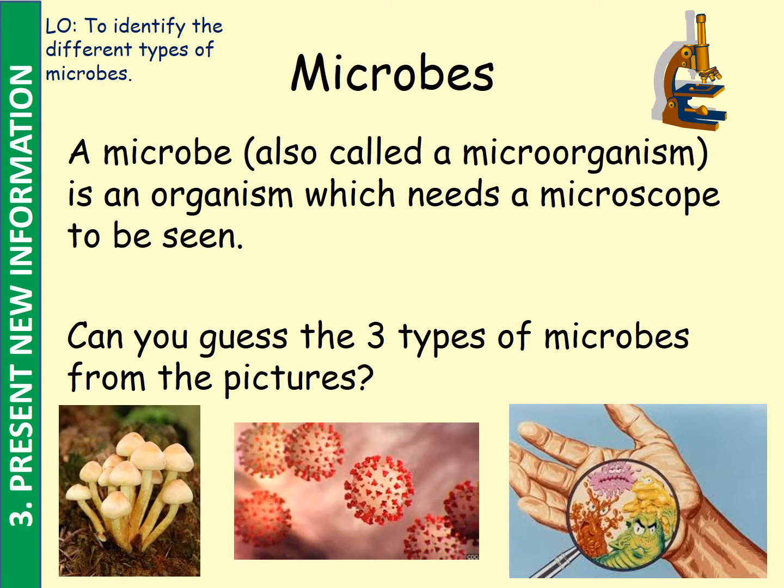So as I've said, a microbe is another word for a microorganism. It's an organism which, because it's really small, needs a microscope to be seen. There are 3 different types of microbes. At the bottom here we've got some mushrooms, something that I'm hoping all of you will recognise. In the middle, and then something on the right hand side there, on probably all of your hands right now.